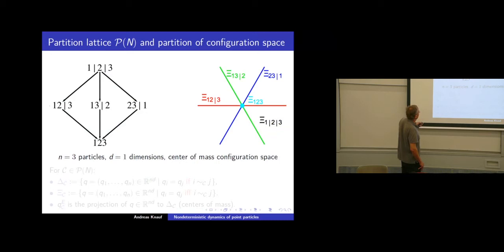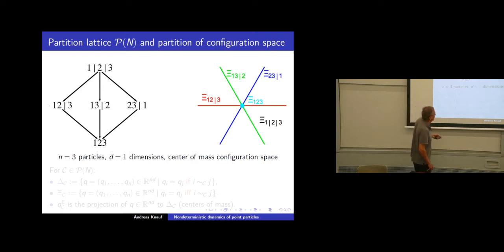Just for an example, for 3 particles, P of N consists of exactly 5 such set partitions, and here you see them with a slightly different notation and with their ordering, and the vertical is the rank.